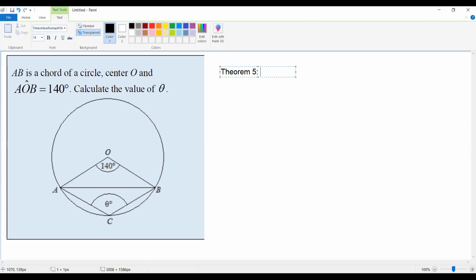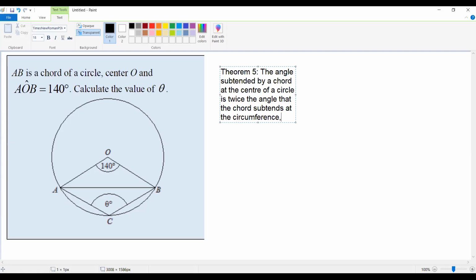Which states that the angle subtended by a chord at the center of a circle is twice the angle at the circumference. So that's the theorem that we use there, right?